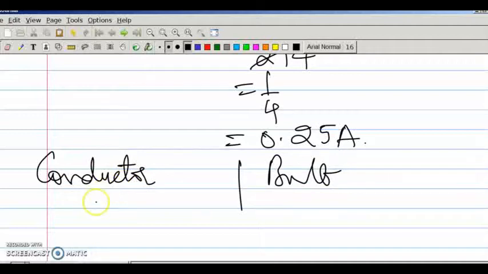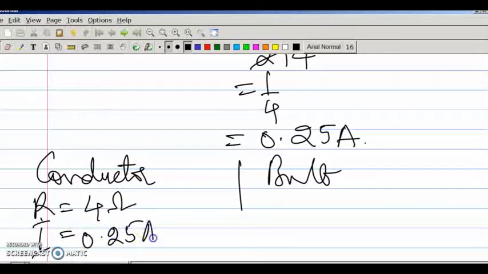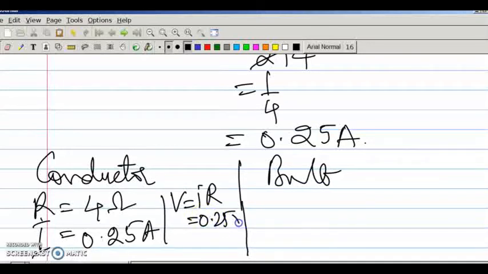The next one, what is the resistance of the conductor? It's 4 ohm, and the current in the conductor is 0.25 ampere. Now what would be the potential difference? Employing Ohm's law, V equal to IR, I is 0.25 times 4, so that will be 1 volt. So the potential difference across the conductor is 1 volt, and naturally the remaining potential difference would be for the bulb. But still we'll calculate that.